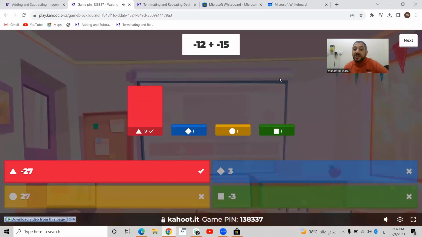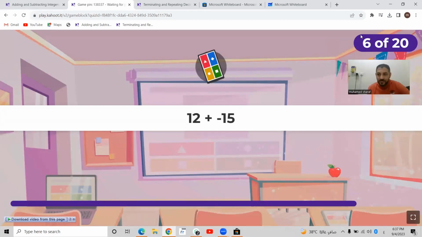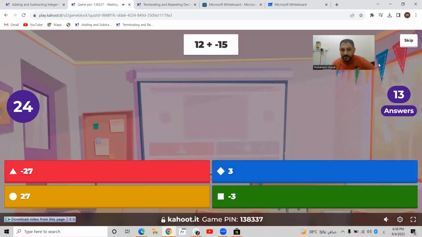Nice, nice. It's -12, positive negative gonna convert to be negative or minus. So -12 minus 15, it's -27. Go on. Well done, guys. Well done.